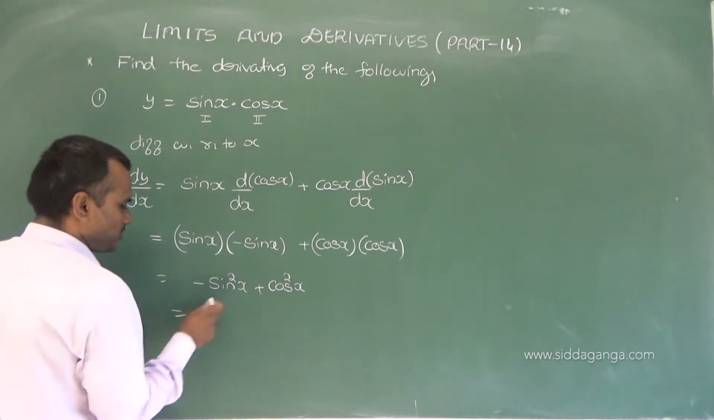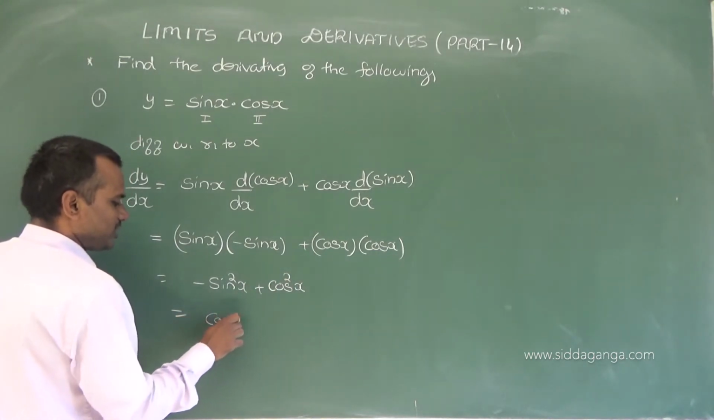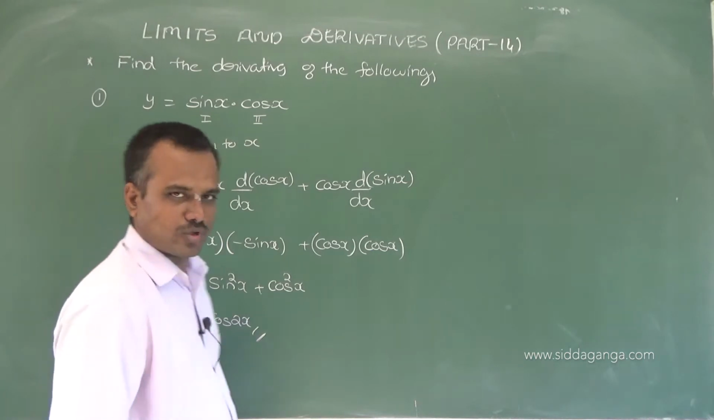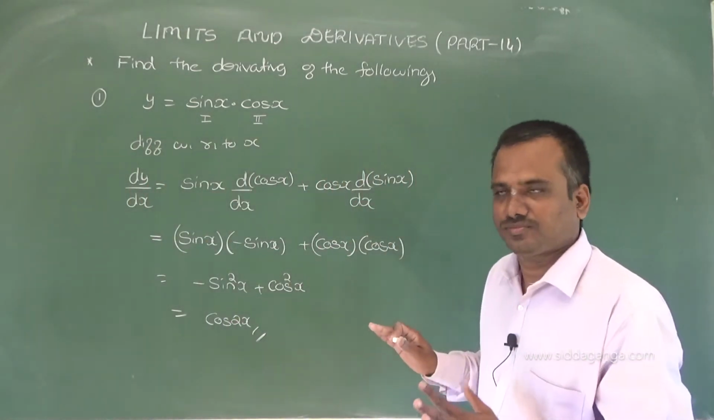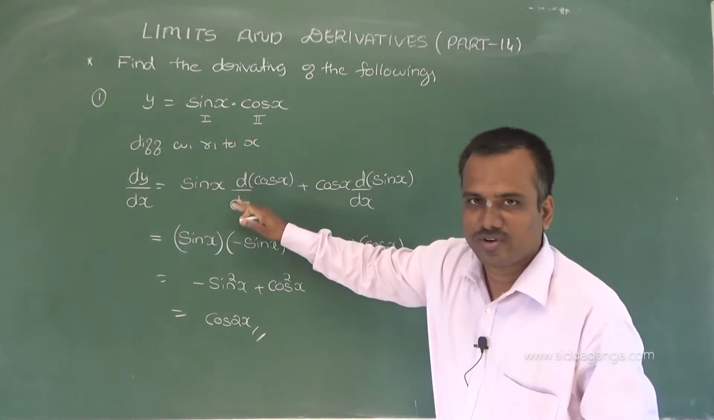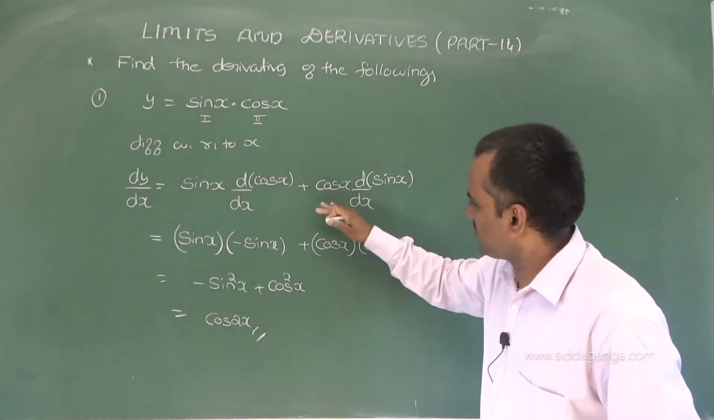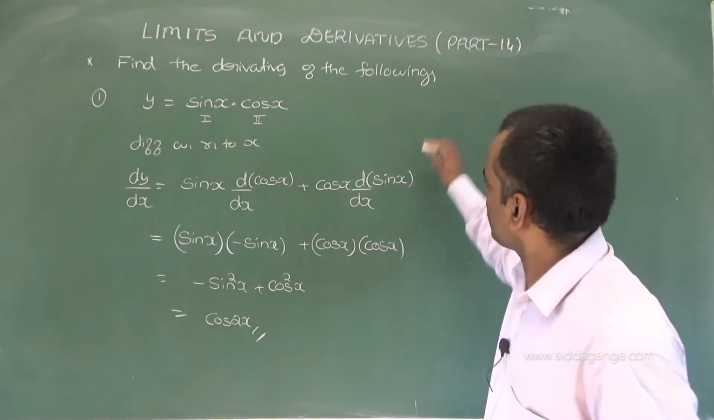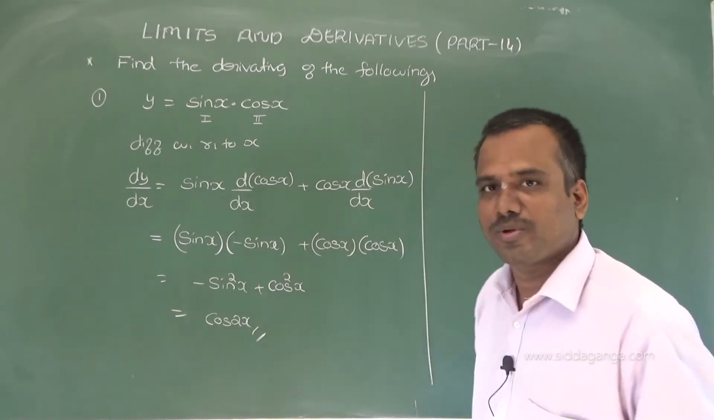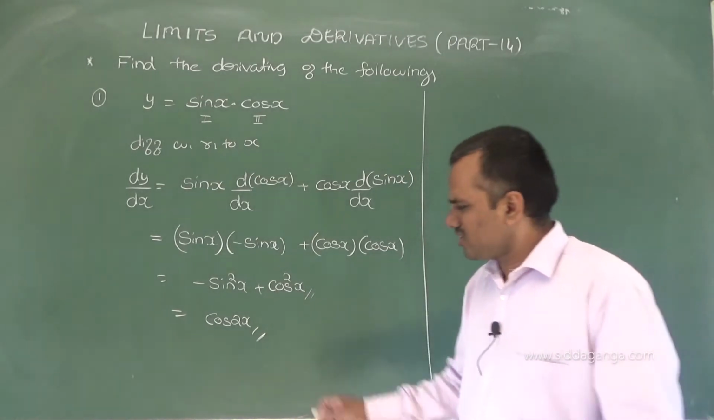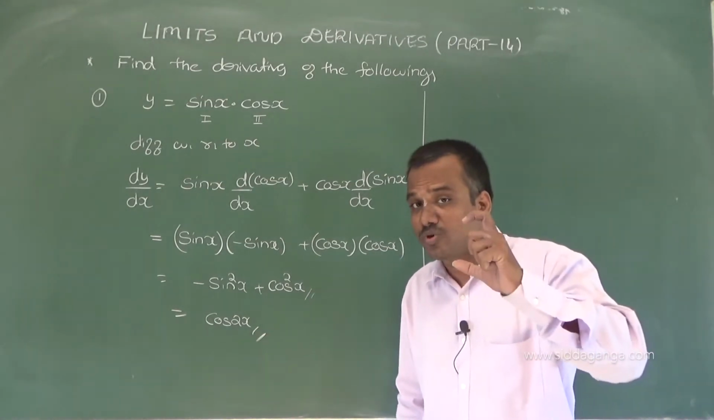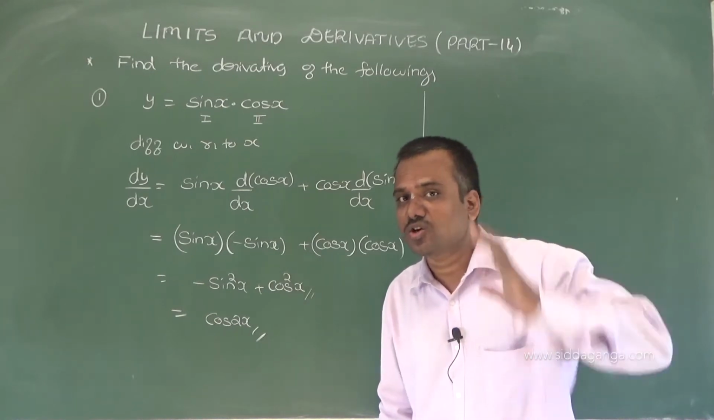So cos square x minus sin square x, you know in trigonometry, is cos 2x. Observe the procedure. First function into derivative of second function plus second function into derivative of first function. Clear? Got my point? If you stop here only, no problem. Better to continue, then you are perfect about the rule as well as trigonometry.